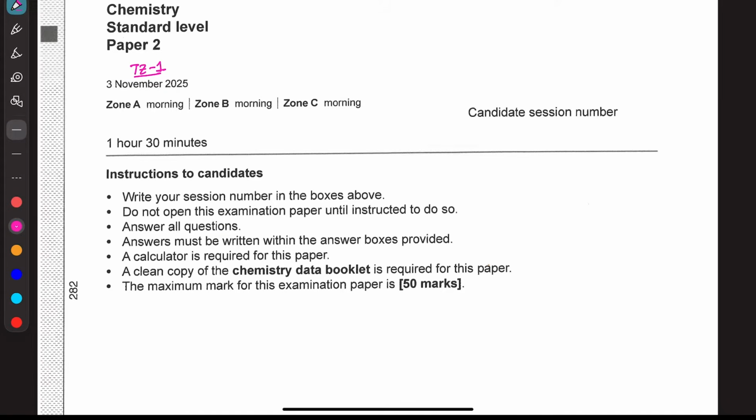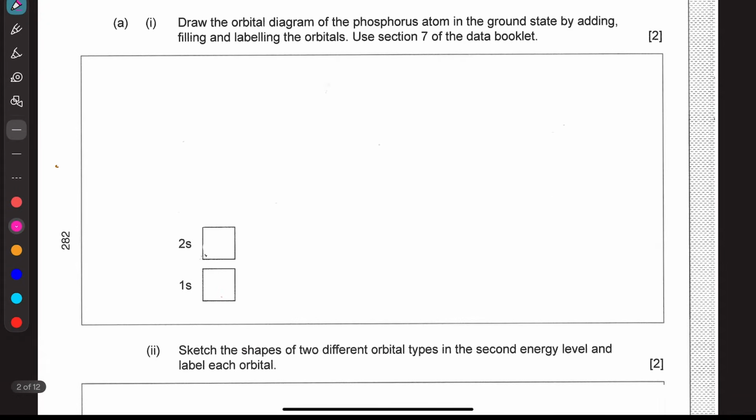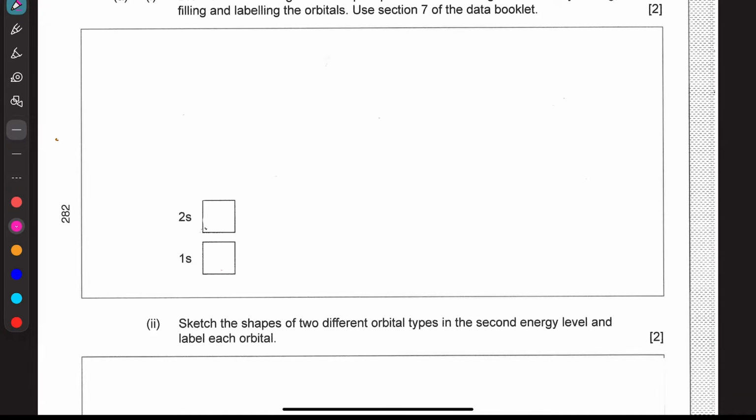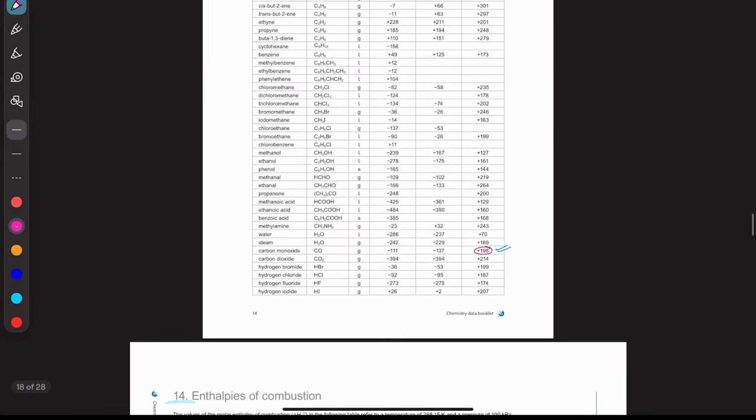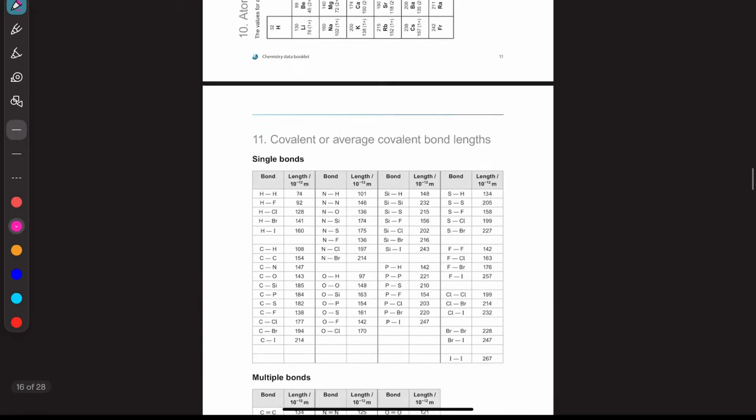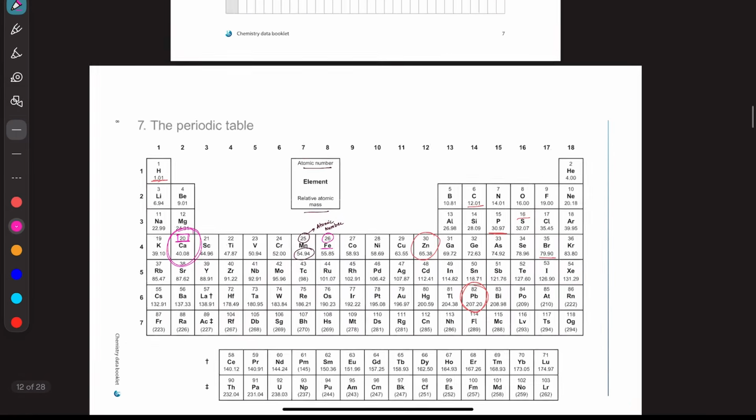Today we'll be solving paper 2 of the November 2025 attempt, time zone 1. Let's get started with the first question. Phosphorus is an element which is an essential part of the biological molecules involved in both respiration and photosynthesis. Draw the orbital diagram of a phosphorus atom in ground state by adding, filling, and labeling orbitals using section 7 of the data booklet. Quickly check section 7. Section 7 is probably the periodic table.